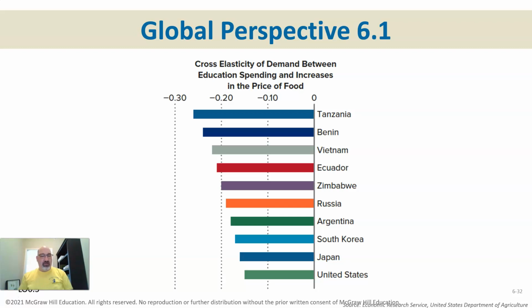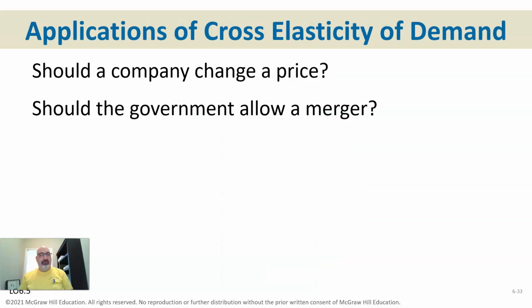So what does this tell you? Those are complementary goods. Okay? Negative cross-price elasticity. So education spending and increases in the price of food basically are going to be complementary goods.